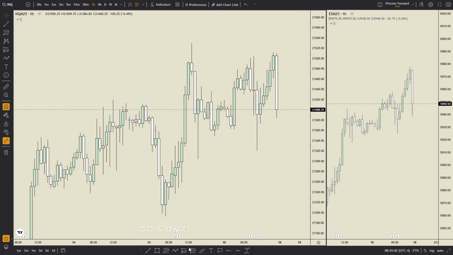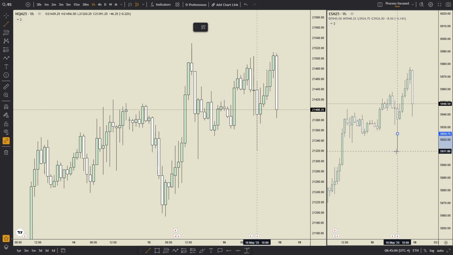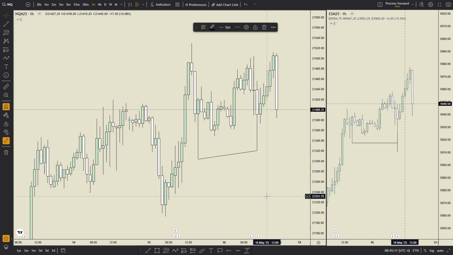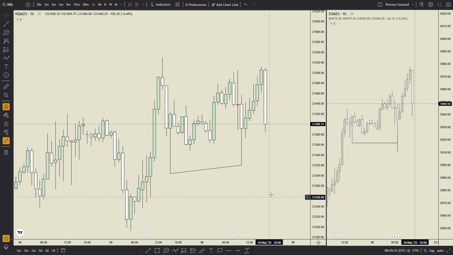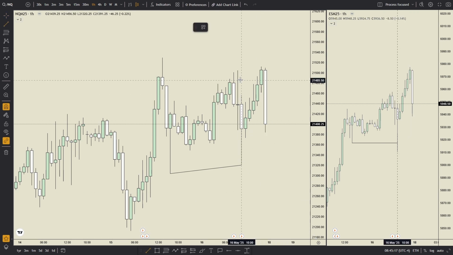However, if ES had taken out this low, then we could have been expecting a move higher on NQ, being your bullish SMT at these lows here. So this is a very simple concept to learn. Don't let this confuse you guys.